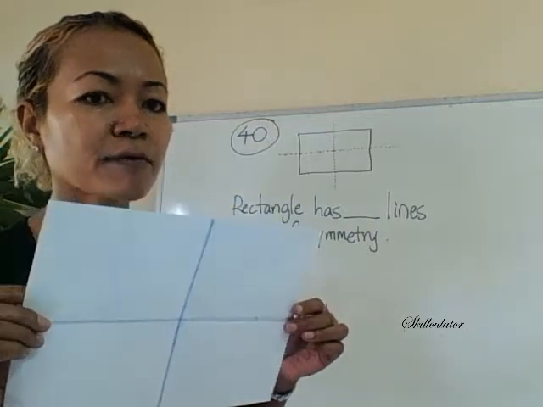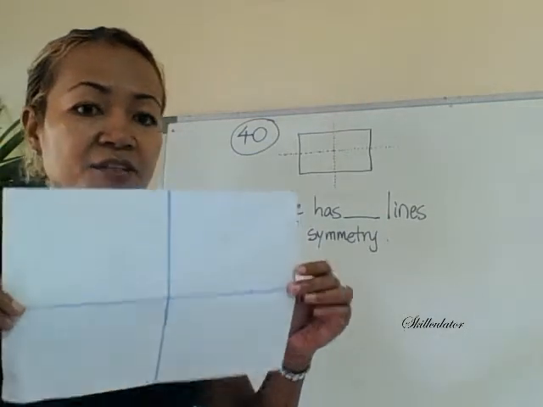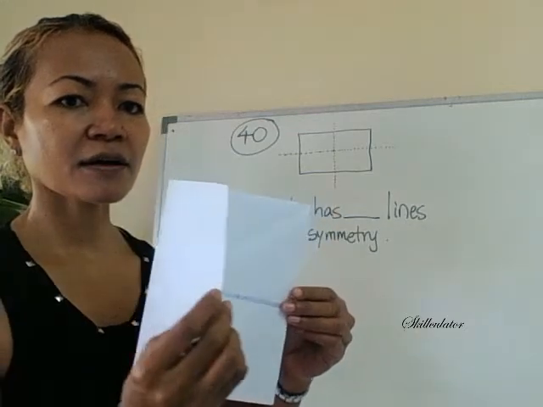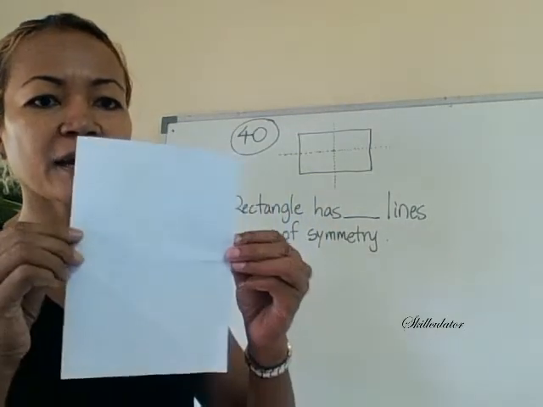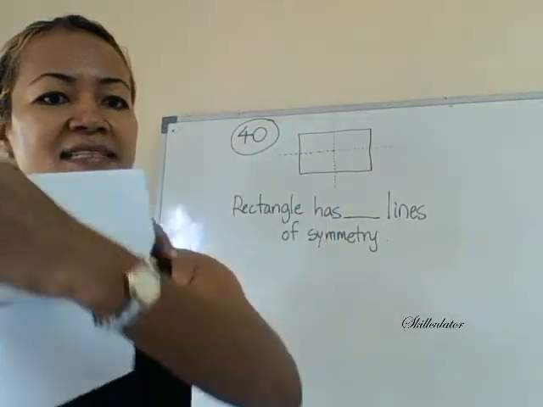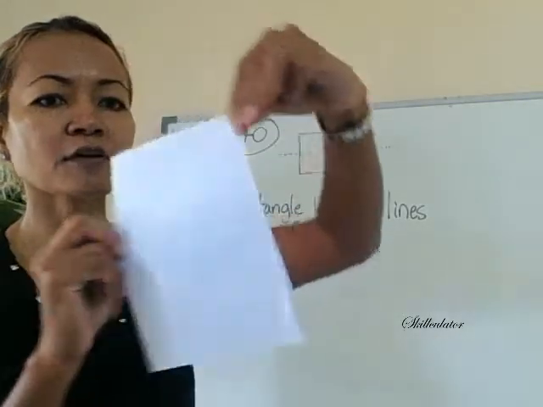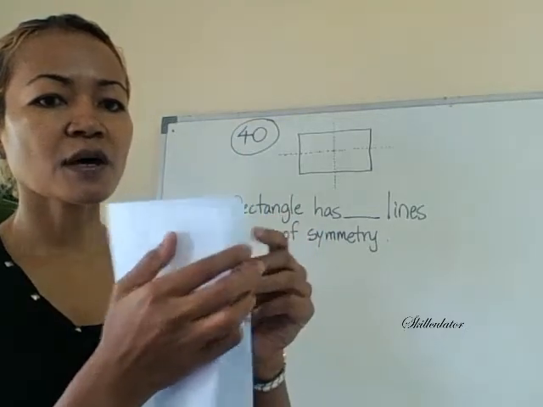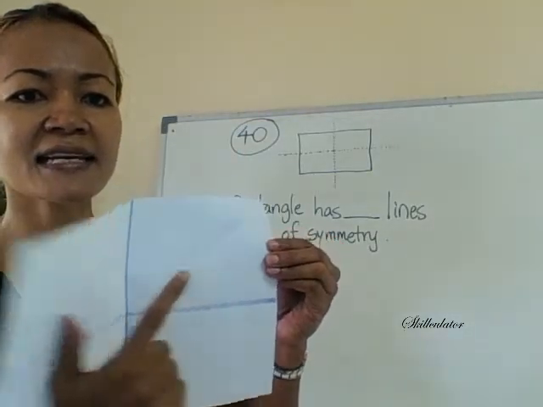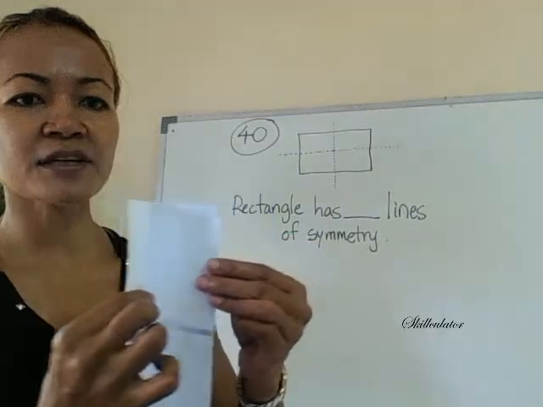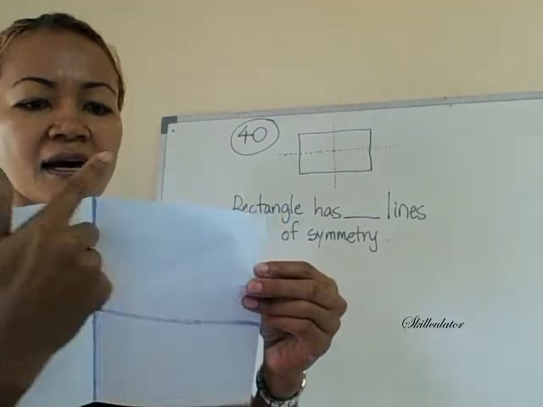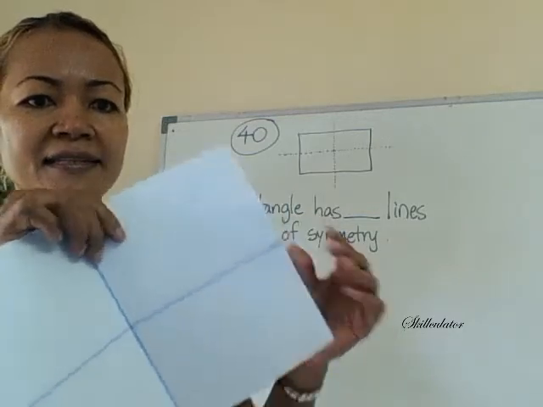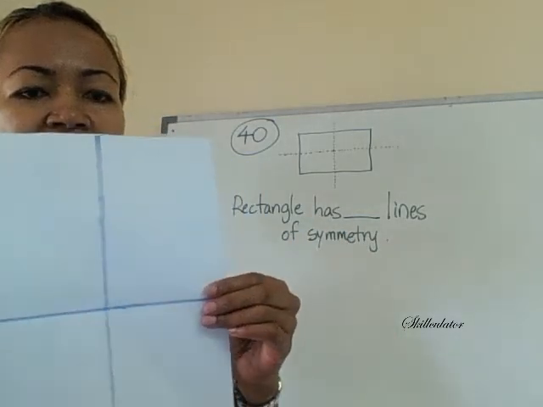Here I have a rectangle. Now just to illustrate, if I fold it along that midway line, you see both sides are perfectly folded onto each other. There's no overlap, right? That's because both sides, this side and this side, is symmetrical along this line of symmetry. So that's one line. What about this line?